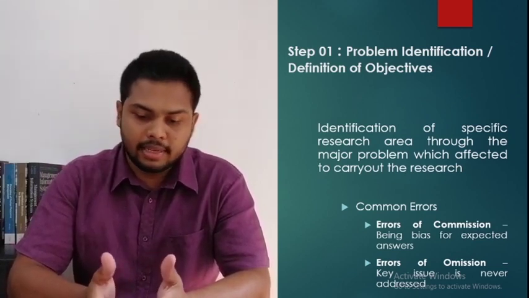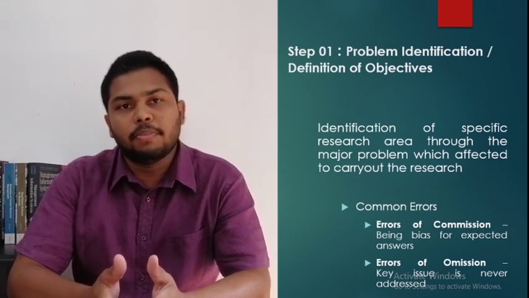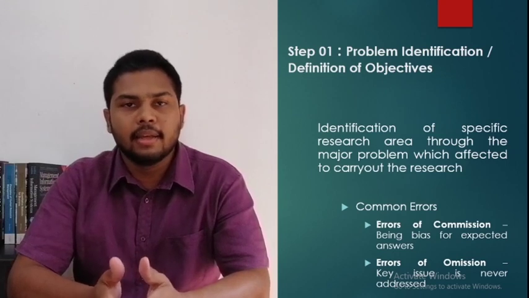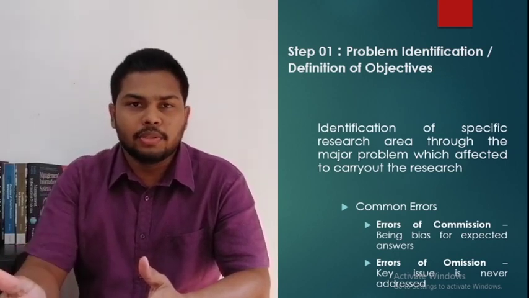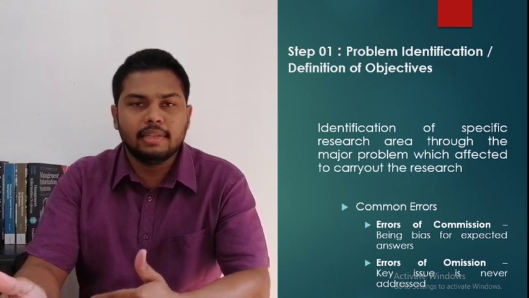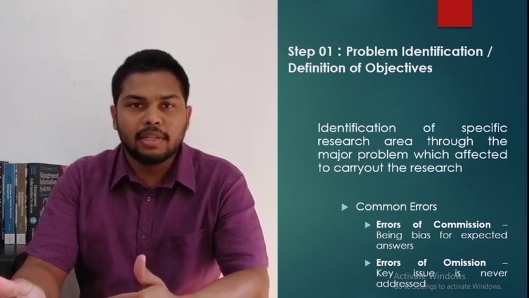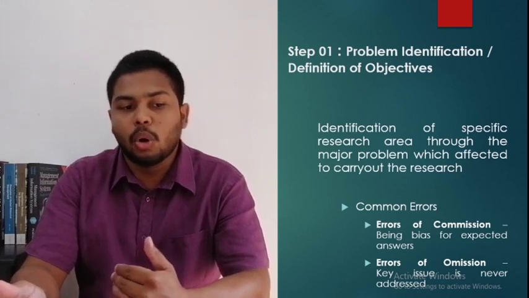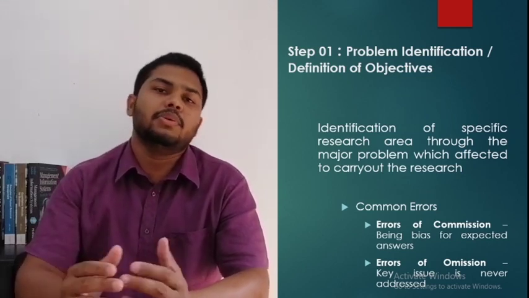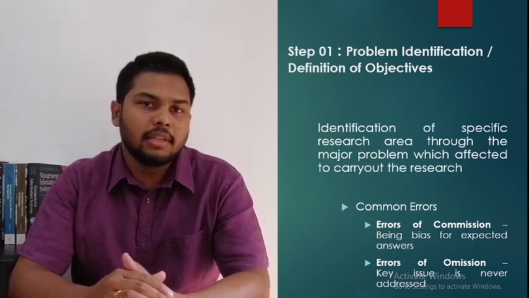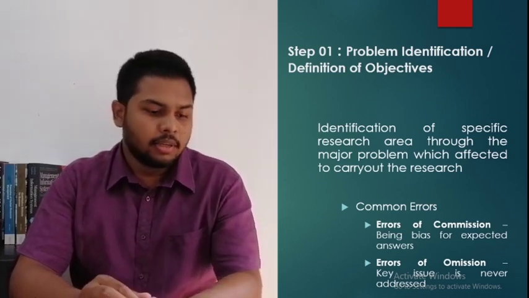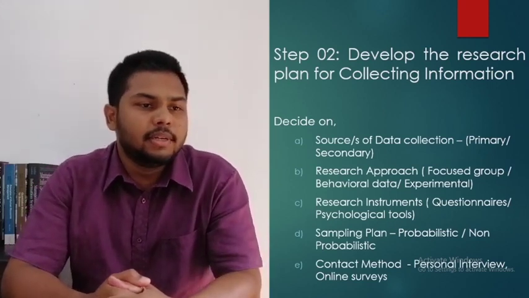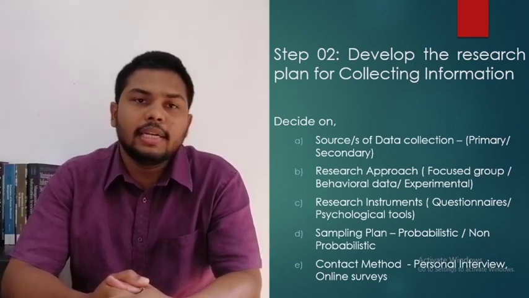Let's say you have a problem with your pricing strategies, how to price a product and things like that, but you do your research on promotions. You have never addressed that particular element, when you must receive the information on price. That is called errors of omission. You omit some of the elements where you need to gain information. So the second phase is all about developing the research plan for collecting the information.